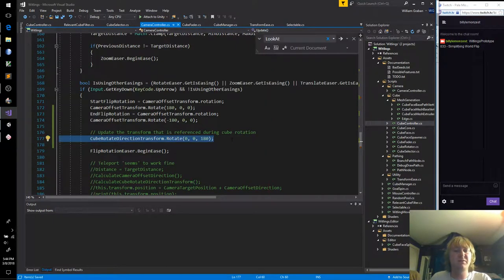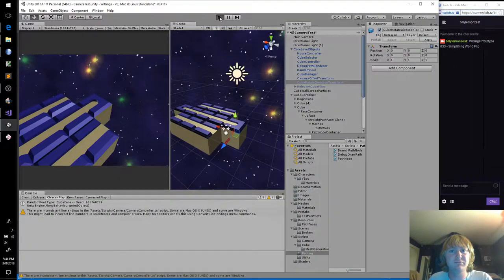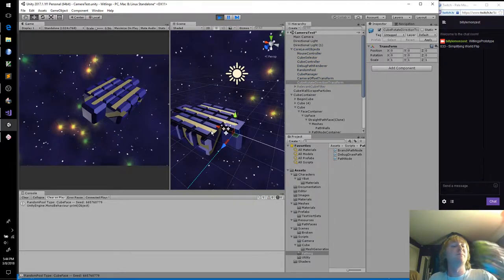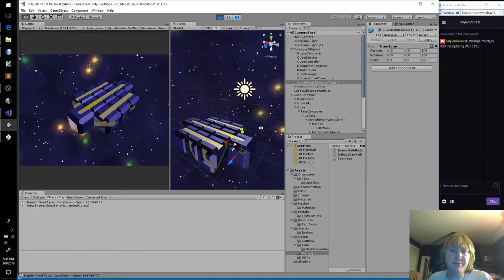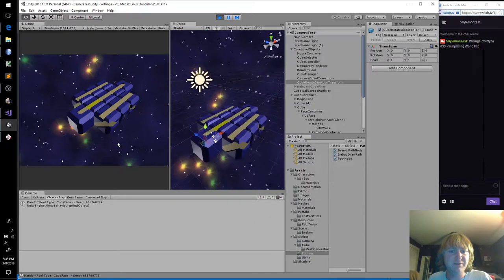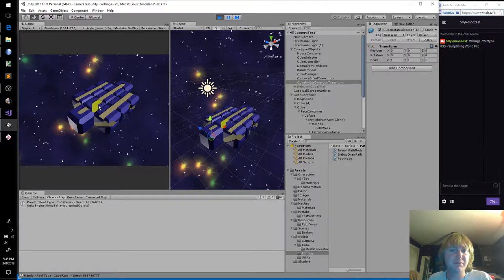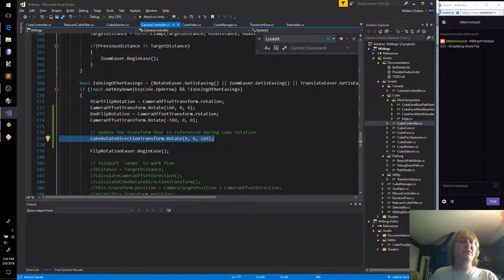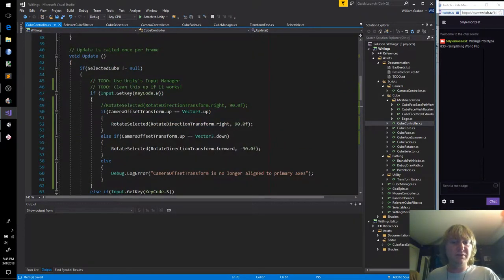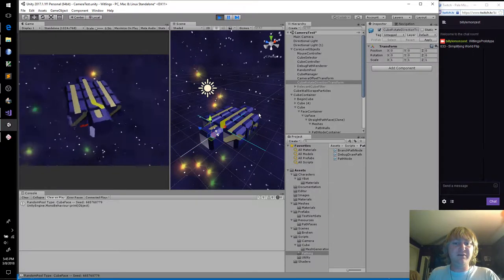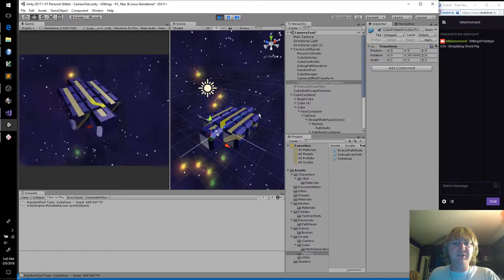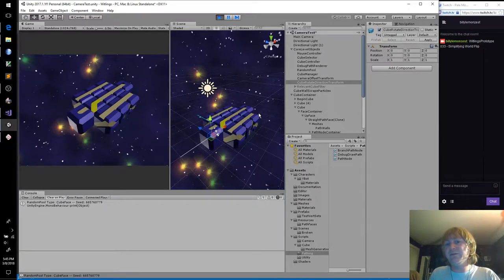Let's try it with the rotate. So here's our cube rotation. Let's put our camera where our camera is. Okay. So here we're rotating along the right by 90. This is W, along the right by 90. Okay. So spinning it around doesn't corrupt anything. Spinning it around this way doesn't corrupt anything. What about the flip?